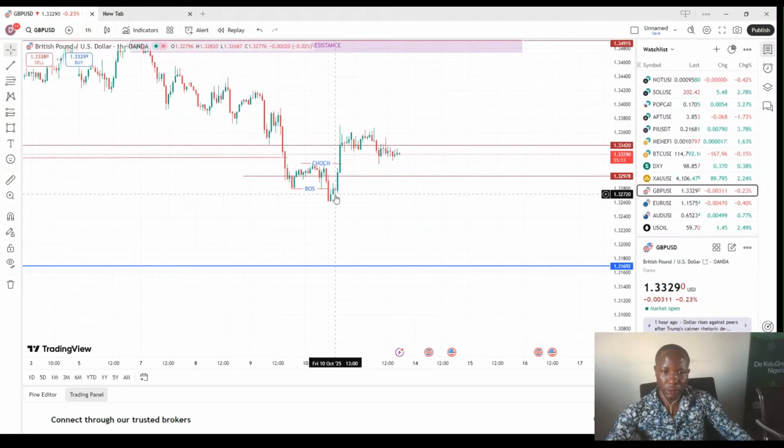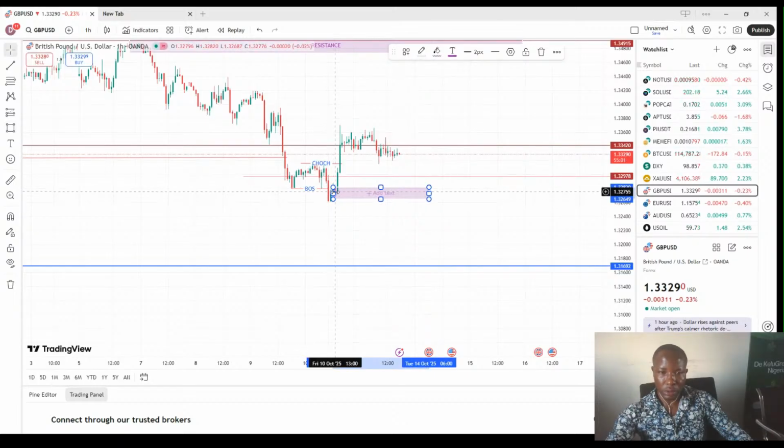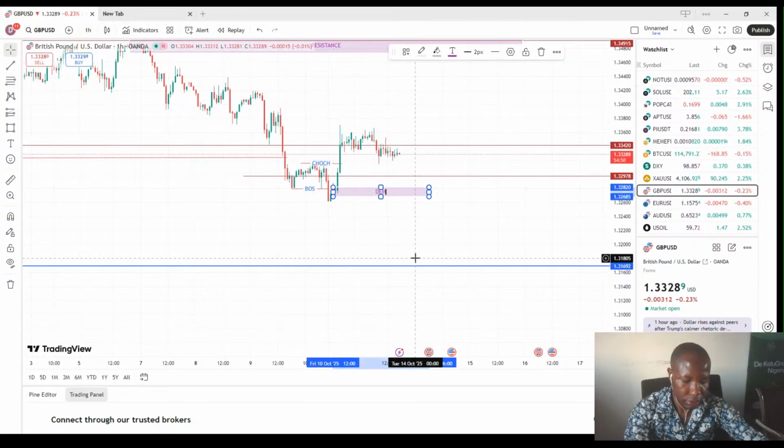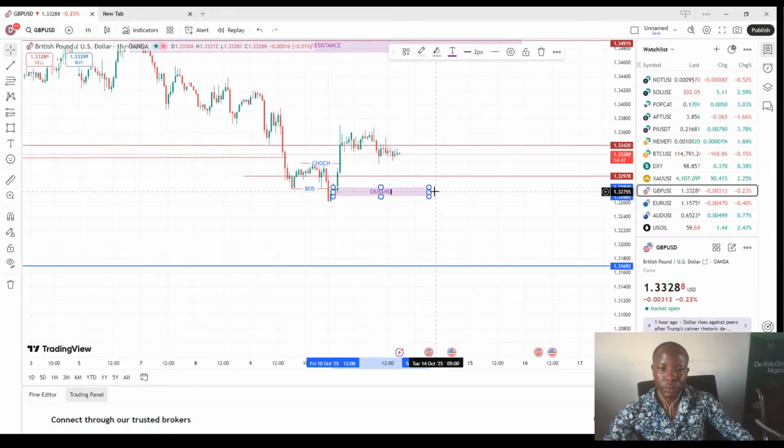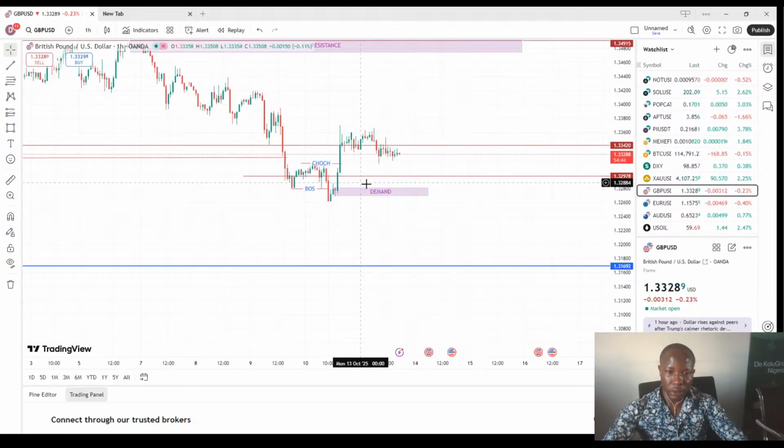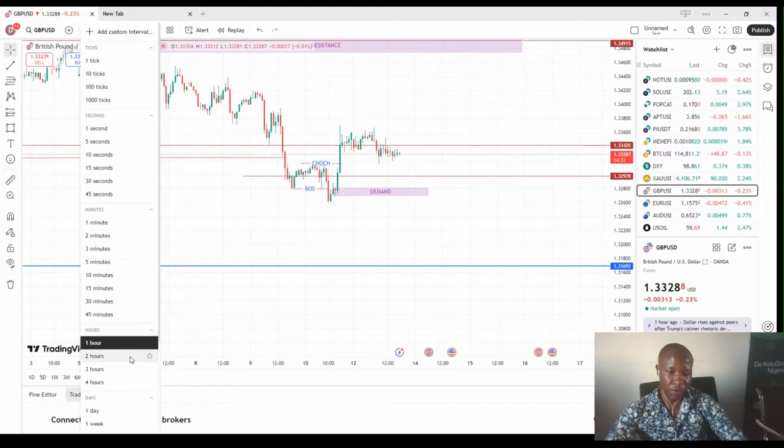You see this guy here. We have this demand, because the other block has been mitigated. So it's remaining only this demand here in the 1 hour. Can say it's demand. So we have gotten the last price action, which is the change of character. So we now go over to our 15 minutes time frame.